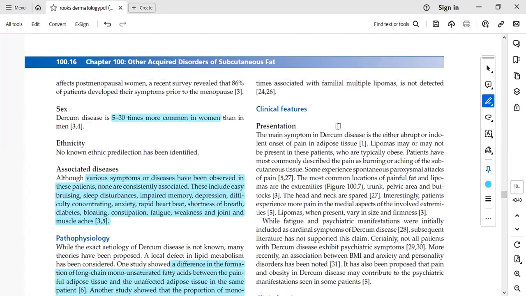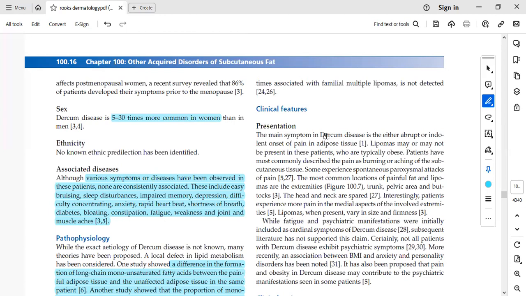Now, the presentation of Dercum disease, the main symptoms in Dercum disease, which are either abrupt or indolent onset of pain in adipose tissue. Lipomas may or may not be present in these patients who are typically obese. Patients have most commonly described the pain as burning or aching of the subcutaneous tissue, while some experience spontaneous paroxysmal attacks of pain.